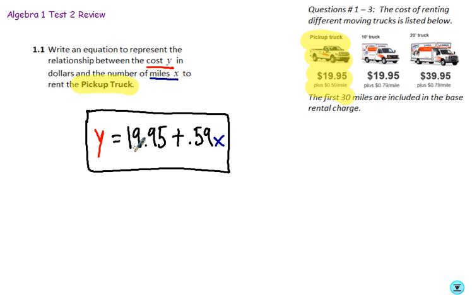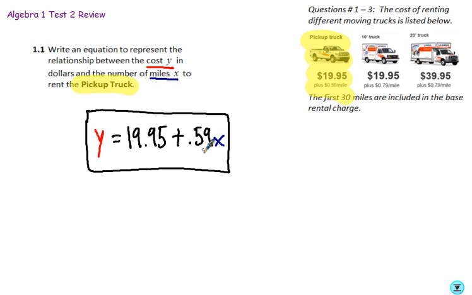If you had written 0.59x plus 19.95, if you had switched these two numbers, that would be fine. I just wrote it in this order because I wrote it in the order that I read it, right? So it said 19.95 plus 0.59, so that's the order that I wrote it in.